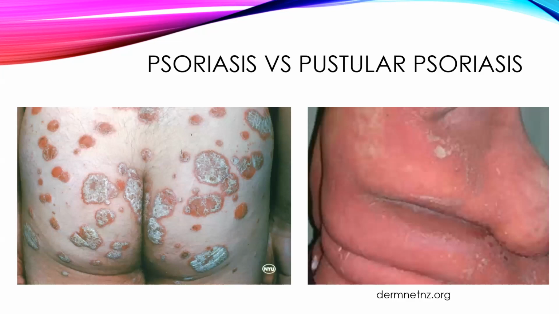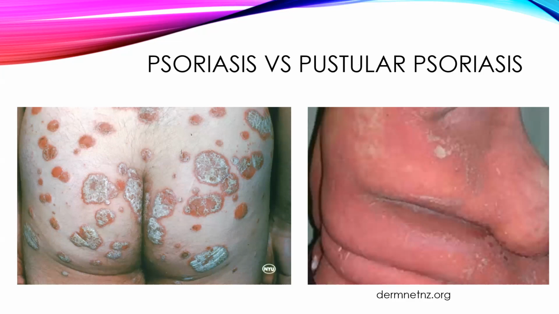Next, we're going to cover more emergent presentations of common skin diseases. So at this point in your training, you have probably seen patients with plaque psoriasis, as seen on the left. These are well demarcated with thick micaceous scale. However, psoriasis can evolve into something called pustular psoriasis.